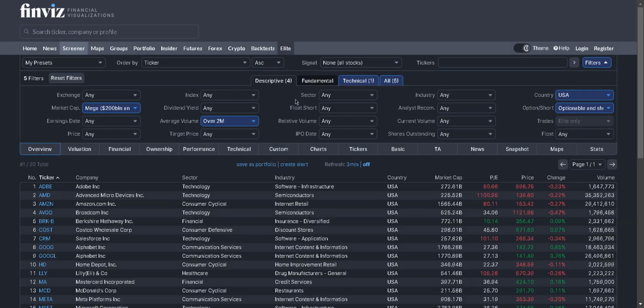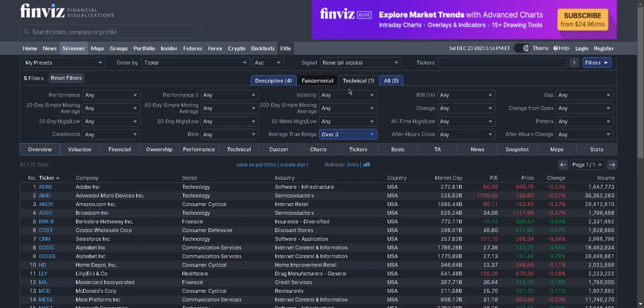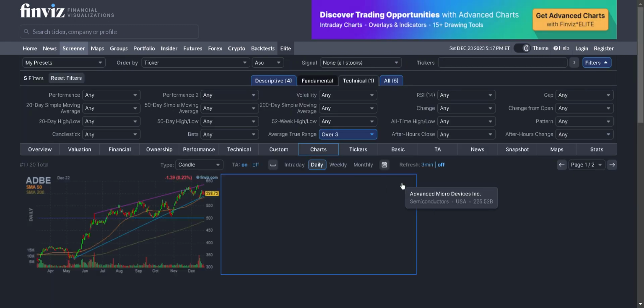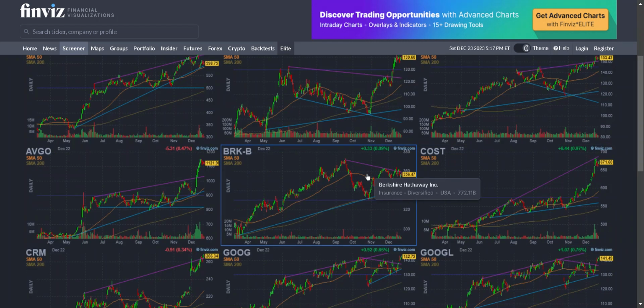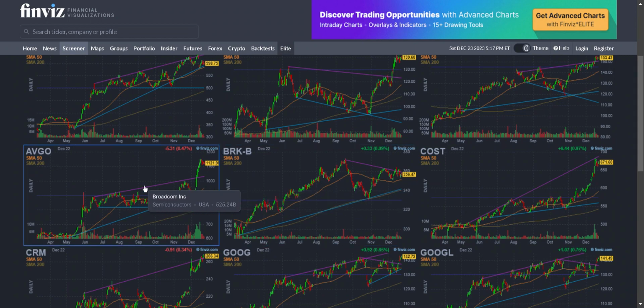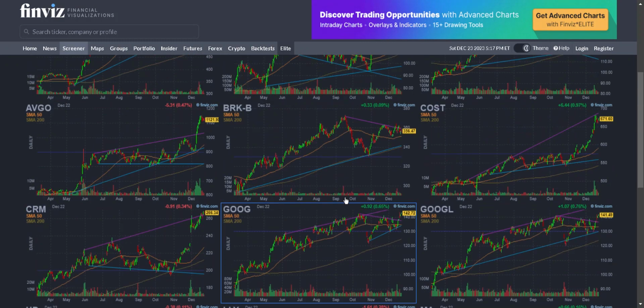Typically, if you want something to swing trade, you would put the average volume below 1 million or so, and your average true range would be over 2.5, 2, or 1.5. But let's see what we have right here with the charts. We're left with Adobe, AMD, Amazon, Costco, Berkshire Hathaway, Broadcom, all these good stocks. Actually, all of them look very good.